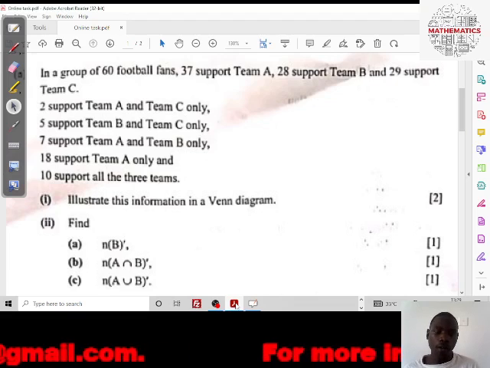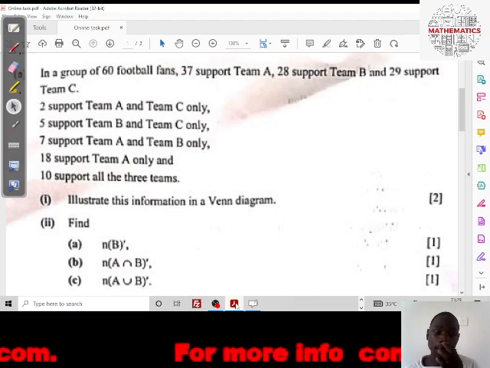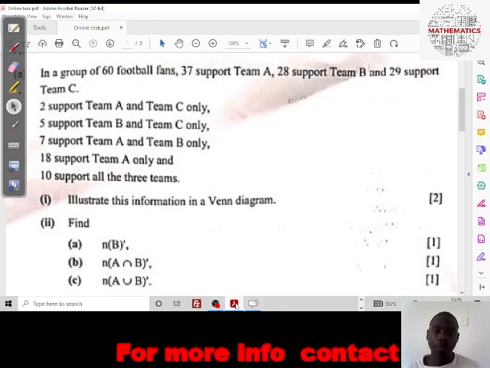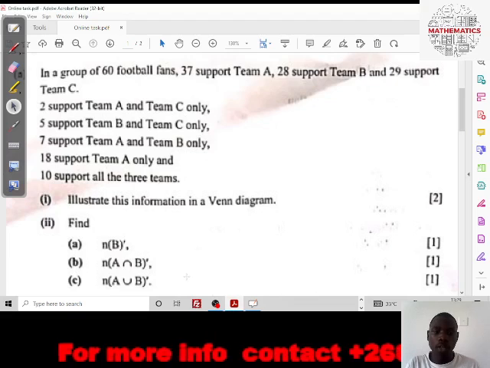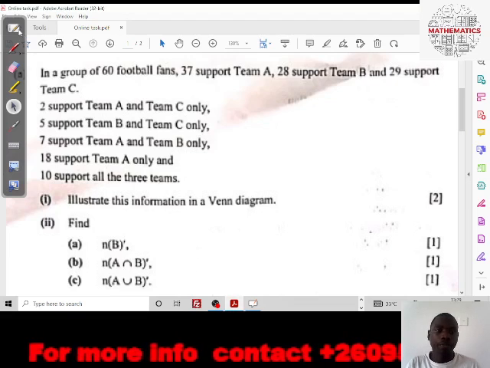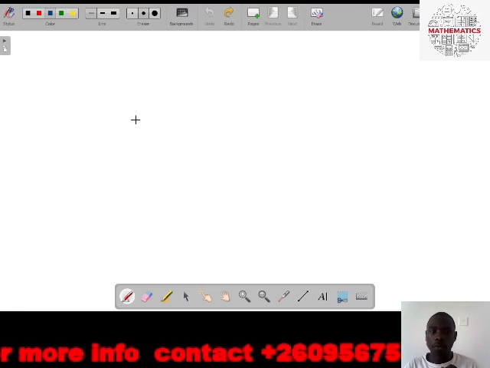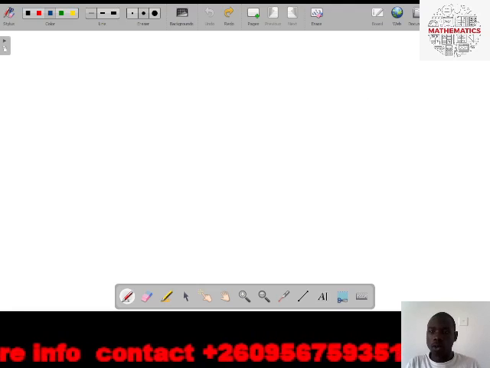Find the number of B complement. B, find the number of A intersection B complement, and C, the number of A union B complement. So let's find the solution to this question. We see how we can solve it. Okay, so we have 3 sets. Let me just draw the sets.